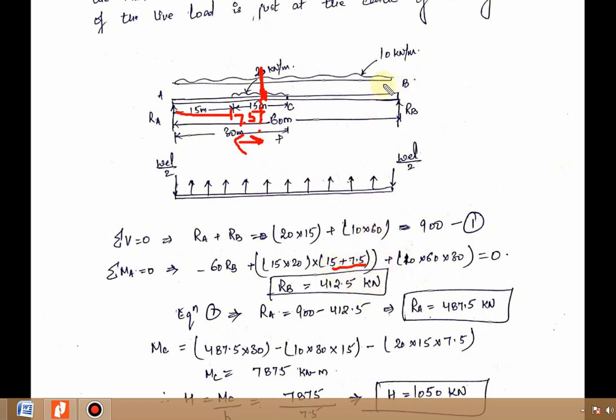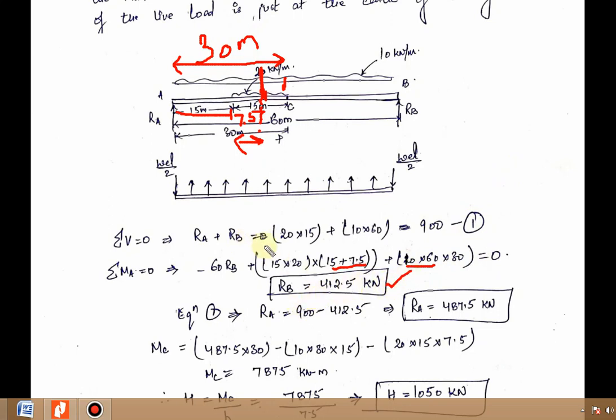Now let's take the dead load. So convert this UDL into the point load. So multiply it with the span of the UDL. So 10 into the length of the dead load is 60 meters. So 10 into 60, and this load will act at the center of 60, that is 30. So the perpendicular distance of this load from A point will be 30 meters. So just multiply it with 30. So 10 into 60 into 30, and this equal to 0. So RB will come out to be 412.5.